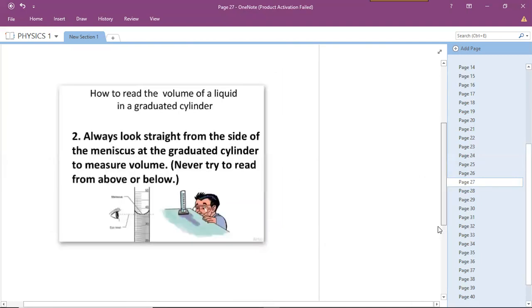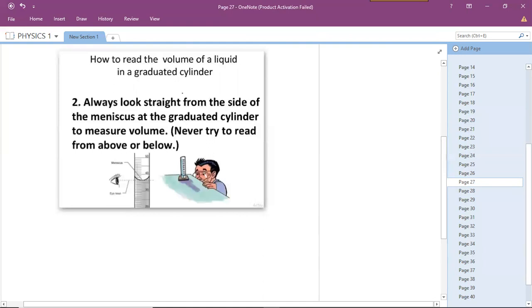Again, to avoid error of parallax, this is what I was explaining. Always look straight from the side of the meniscus, like so, to know the volume. So what instruments can be used to measure volume of liquids like water? A measuring cylinder. To avoid error of parallax, be in alignment. Again, make that 90-degree angle. That's your measuring cylinder, that's your meniscus, your eye is going like that, the measuring cylinder is like that. This makes a 90-degree angle. So your eye should always be at a 90-degree angle to whatever unit you are trying to measure, to avoid error of parallax.